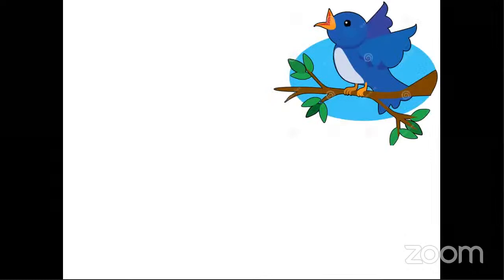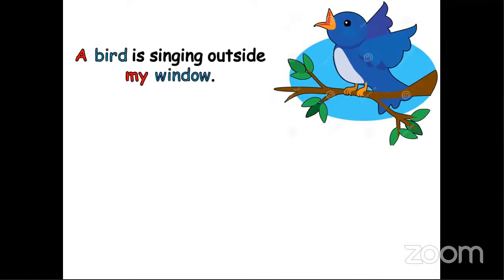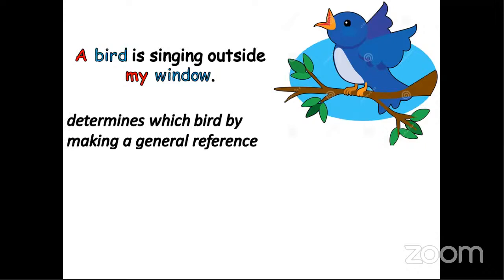One more example to understand determiners better. A bird is singing outside my window. A is referring to a singular bird, and it is making a very general reference. We are saying a bird. It is determining which bird by making a very general reference. So it is a determiner. It is determining the noun bird.